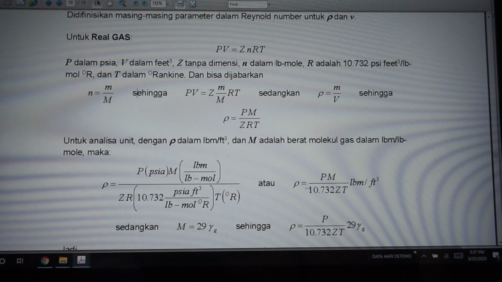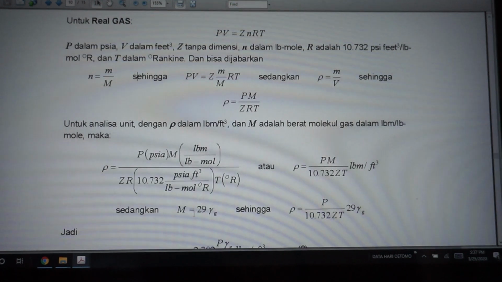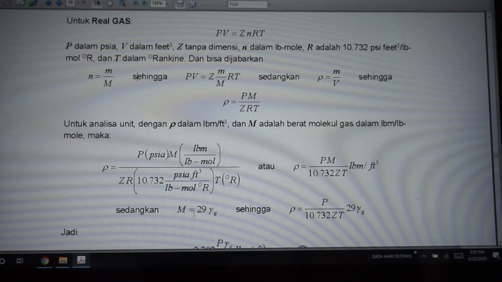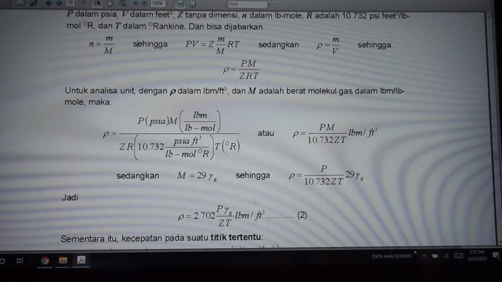And we have this equation. Remember that M of air is equal to 28.97, or something, 28.9647 to be exact, but we can use 29. The molecular weight is gamma g times that, for the density of a gas. So we end up with this equation.